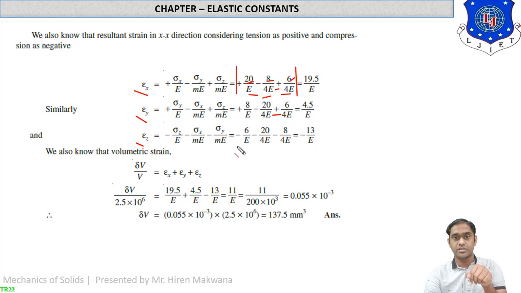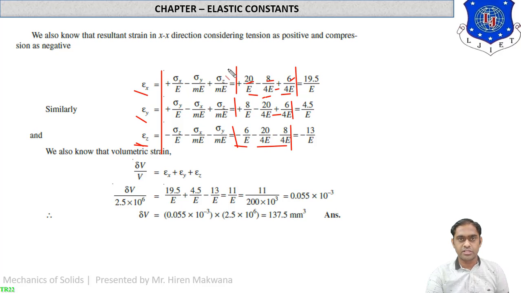So this is positive. While taking epsilon z, the remaining two values are negative, but the first value becomes minus because of the compressive stress. So remember this type of cases for epsilon x, epsilon y, epsilon z. For this, you have to just remember these formulas. By simplification, you will get the values 19.5 by E as epsilon x, 4.5 by E as epsilon y, minus 13 by E as epsilon z.